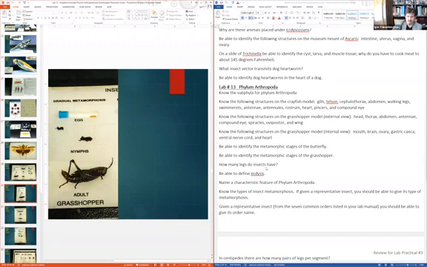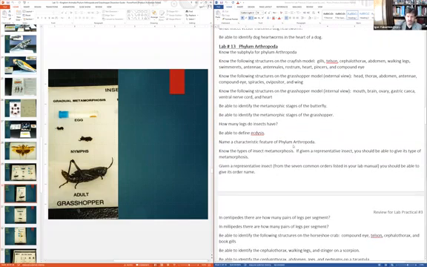Be able to identify the stages, how many legs? Three pairs. Define molting. Molting is the process of shedding the old exoskeleton and putting on a new one to grow. Characteristics of the phylum Arthropoda: jointed legs, exoskeleton, complex nervous system, compound eyes, all that.